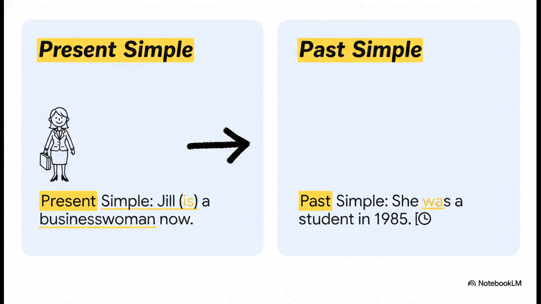Let's look at this shift in action. On the left side, we've got Jill is a businesswoman now. That uses the present simple verb is. But check out the shift on the right. She was a student in 1985. We just changed the verb from is to was, and we added a definite time, the year 1985. It's a completely finished state. She's not a student anymore.